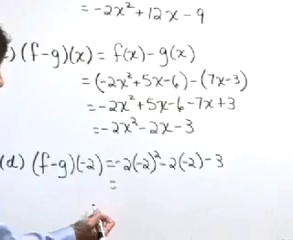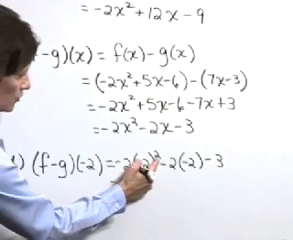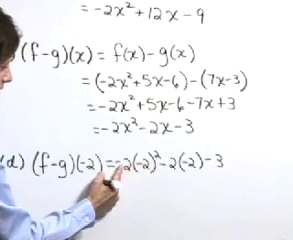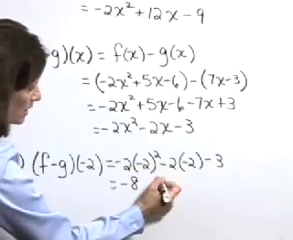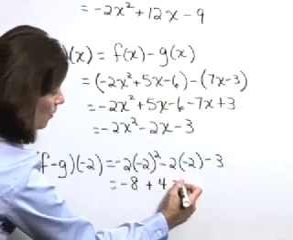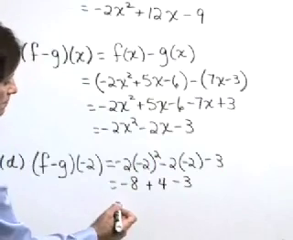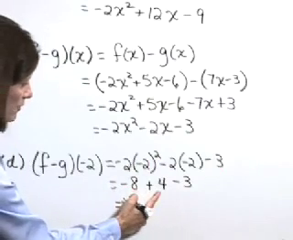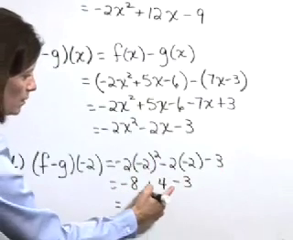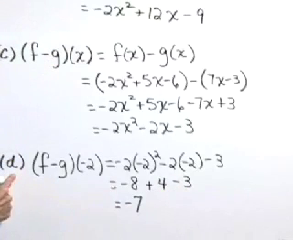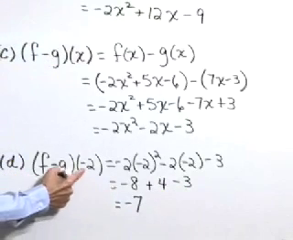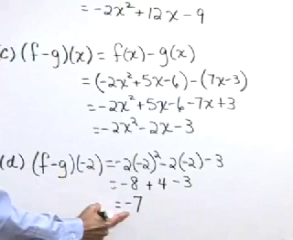Let's clean this up. Negative 2 squared is 4, times negative 2 gives negative 8. Our middle term is a positive 4. Lastly, a minus 3. Negative 8 plus 4 is a negative 4, and a negative 3 gives negative 7. So in part D, f minus g of negative 2 is equal to negative 7.